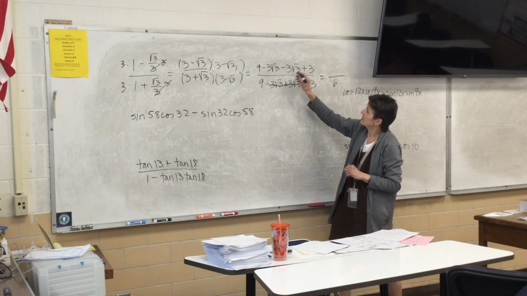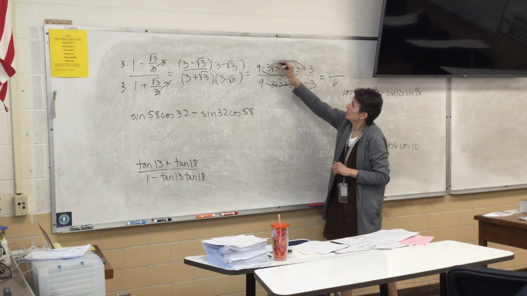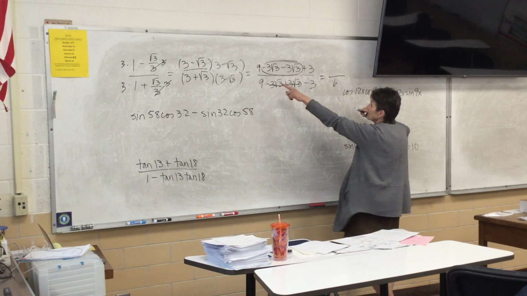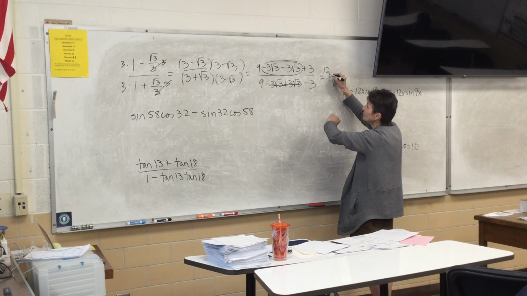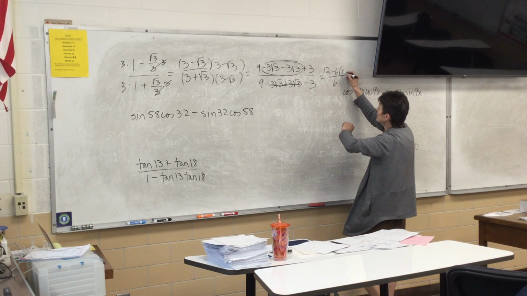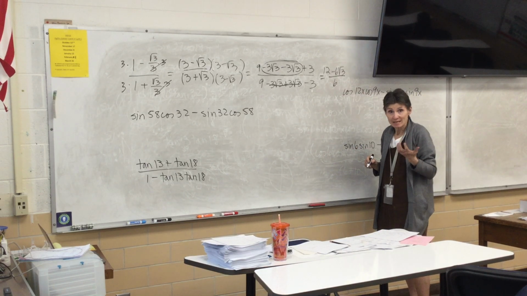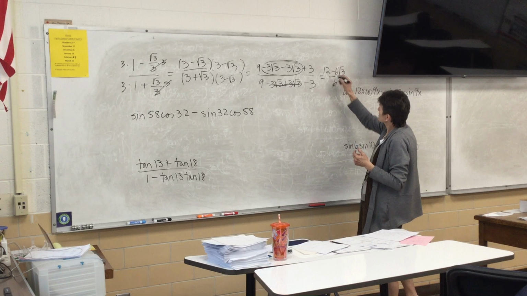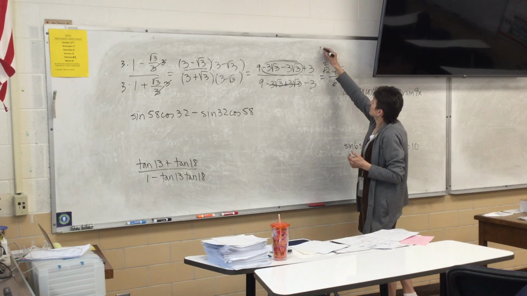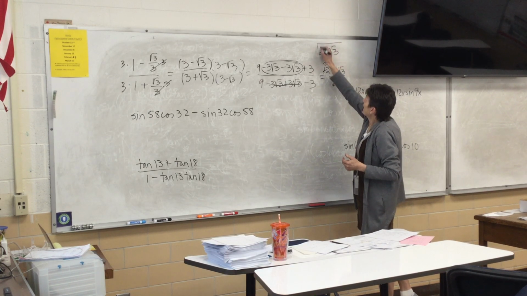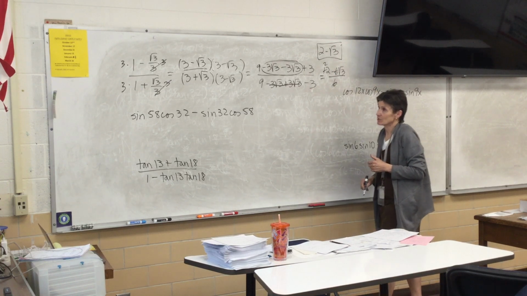And on the top, these don't cancel, but they do add together, as do the 9 and the 3. So I have 12 minus 6 root 3. And then everything is divisible by 6. So we'll cancel and have 2 minus root 3 as our final answer.